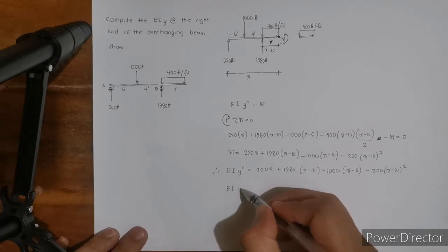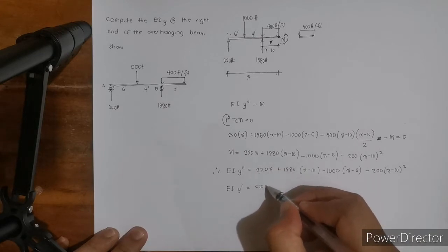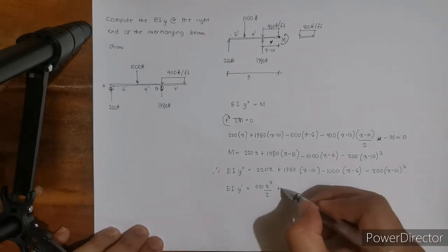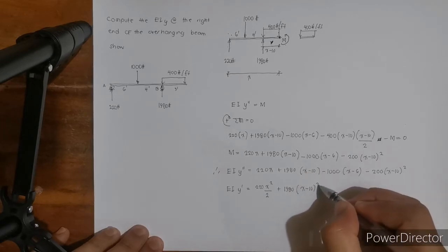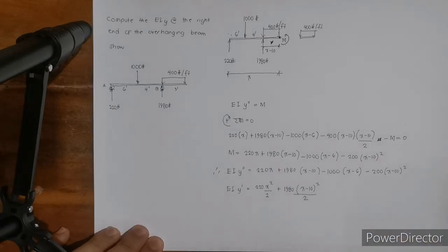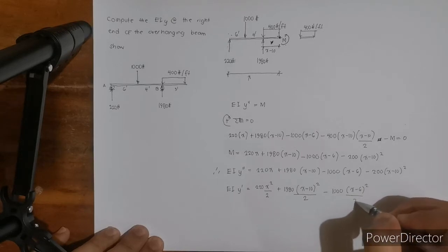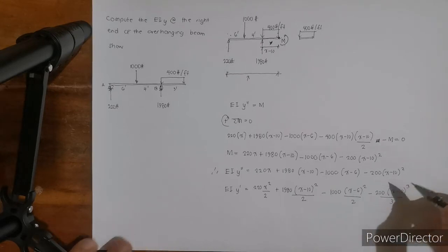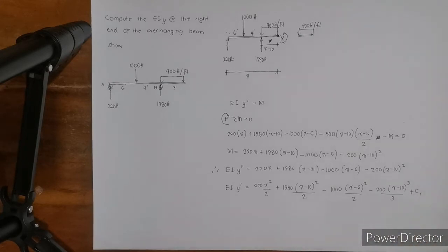So, integrating y double prime, y prime, or slope, equivalent to, integrating 220x, 220, integrating x is x squared over 2. Power formula lang po. And then plus, 1980, integrating x minus 10, again, power formula. So, alam nyo na yan sa integral calculus. Minus 1000, x minus 6, squared over 2, minus 200, integrating x minus 10 squared, power formula again, raised to 3 over 3. Pag nag-integrate po tayo, don't forget the constant term, plus C1.